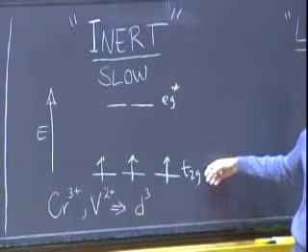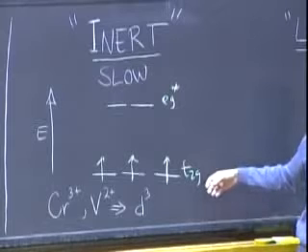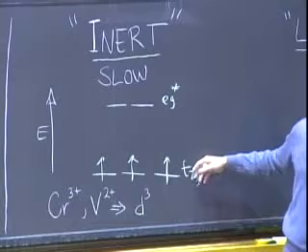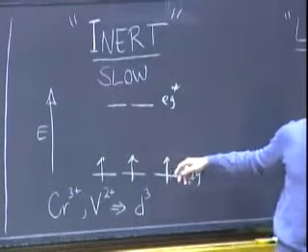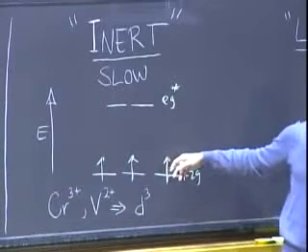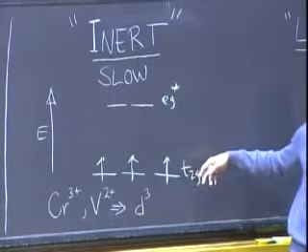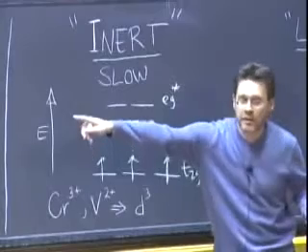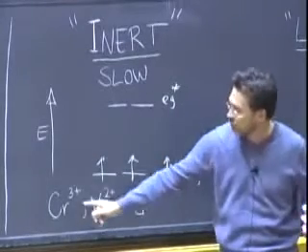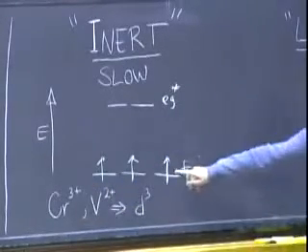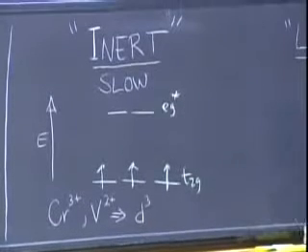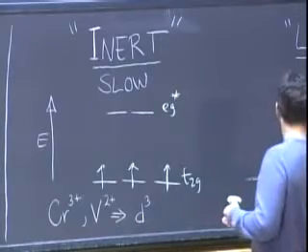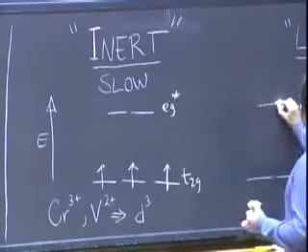T2g is basically non-bonding if the ligand is neither a pi base or a pi acid. So this is 3 non-bonding electrons centered in dxz, dyz, and dxy, which is T2g, on our metal ion, chromium 3+ in the hexaaquo system, or vanadium 2+ in the hexaaquo system. And these are inert and slow. And then we have 2 more cases to discuss.